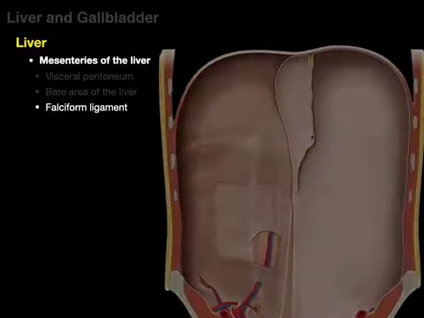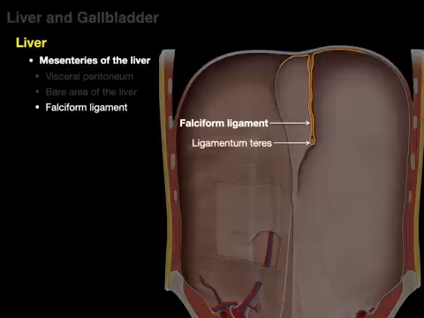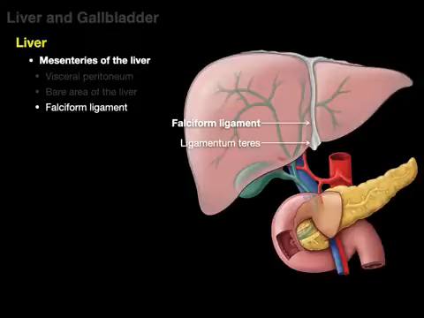There's also this falciform ligament right here, this ventral mesentery coming from the liver to the anterior abdominal wall. And that falciform ligament has at the bottom the ligamentum teres that's housing the obliterated umbilical vein. And there we have it, often what you'll see in the liver.